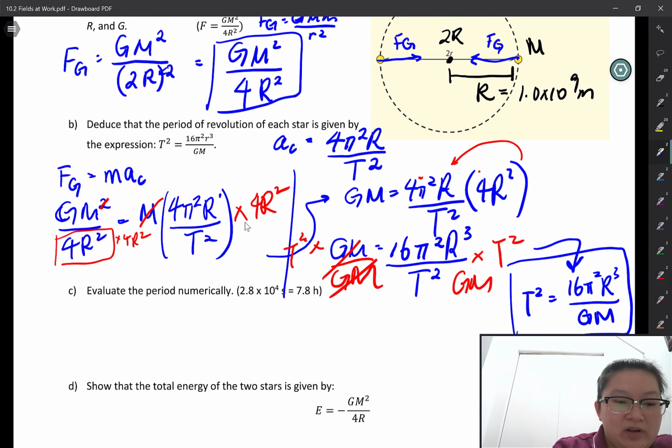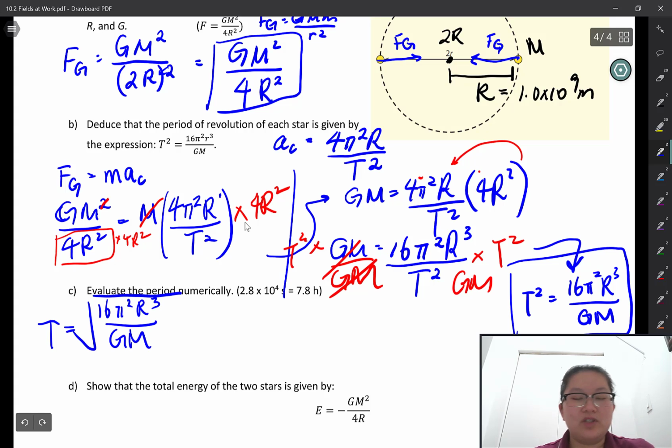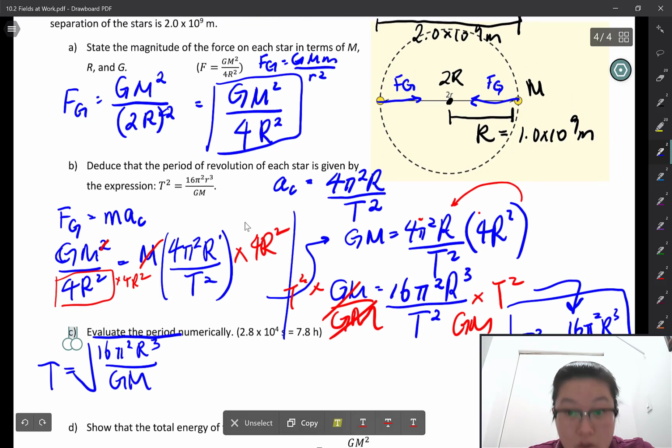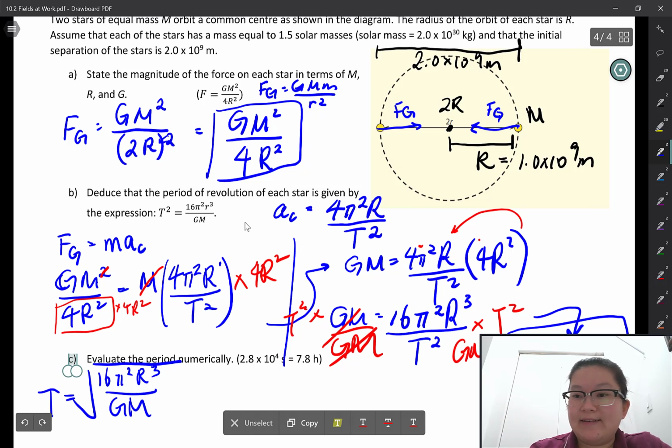So we know that for the period, we need to take the square root of the other side. So that's 16 pi squared r cubed over General Motors. So just to double check all of our values, first of all, we have the mass, which is 1.5 times the solar mass. So 1.5 times the mass of the sun. That's going to be your M value.